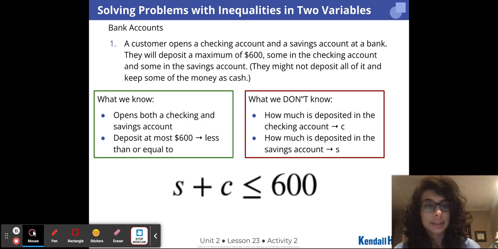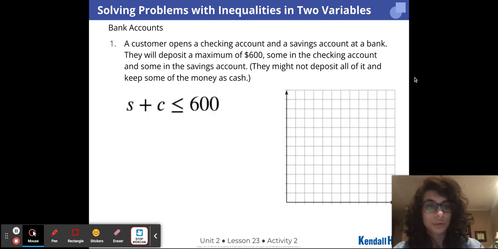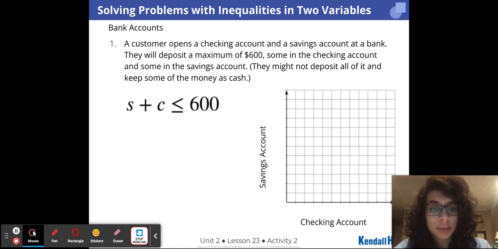My second step is to graph my inequality. Your first step of graphing your inequality is to label your axes. So I'm going to label my axes by saying my checking account and my savings account. It should be the amount in my checking account and the amount in my savings account if you want to be more specific with your variables.